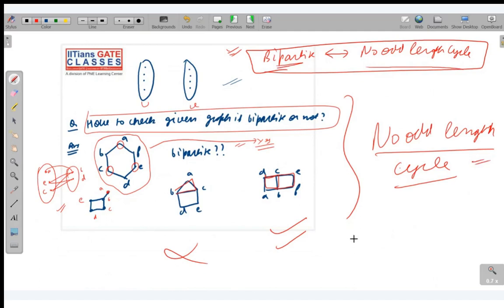And if you want to prove it, then it is very easy. See this. If you have A, B, and C, this is an odd length cycle, a triangle. So how will you make it two disjoint sets? If you take A here, now here you have to take B and C. So it is not at all possible. Yes, by common sense we can think. Okay, that is the intuitive proof.